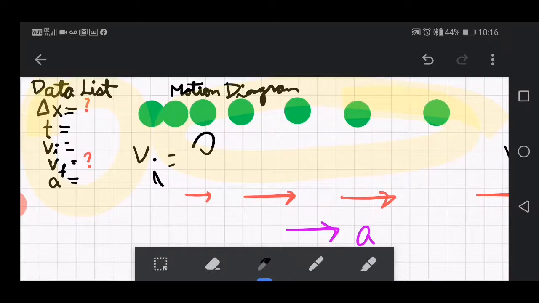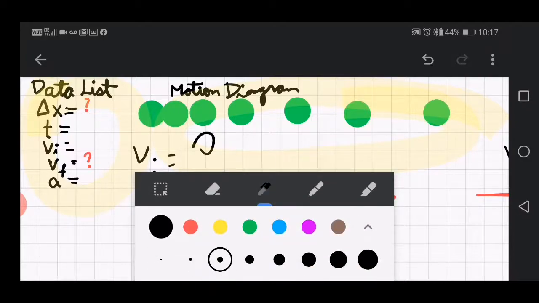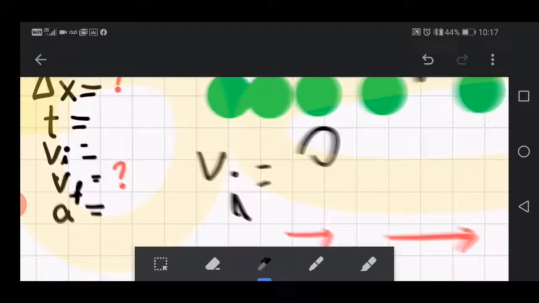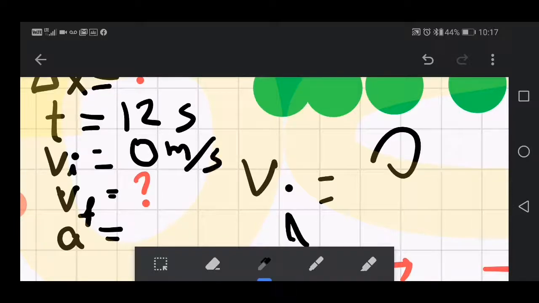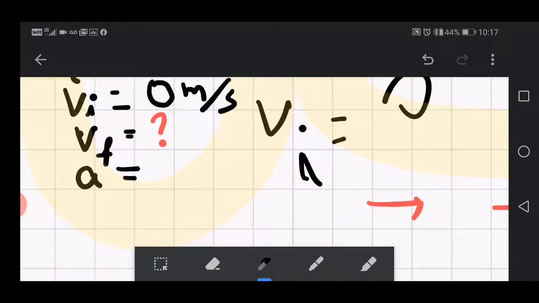Finally, you do have some data for this problem. They told you that it moved for 12 seconds. They told you that it started from rest, so even if it's not a number, it gives you a number. The initial velocity is 0 meters per second. And they told you that the acceleration was 4 meters per second squared. So that's information that you may want to use.